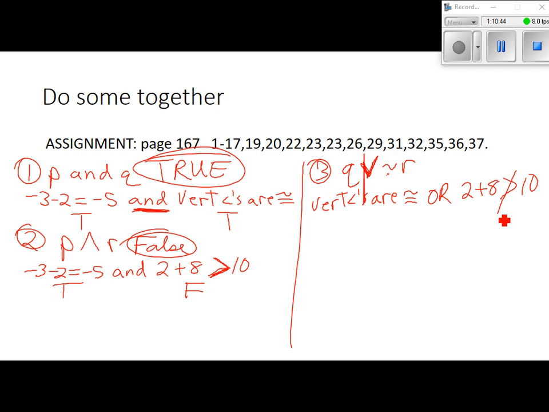Vertical angles are congruent. True or false? True. 2 plus 8 is not greater than 10. True or false? We use the word or. So only one part has to be true for the whole thing to be true. So is this whole thing true or false? True. Number 4.